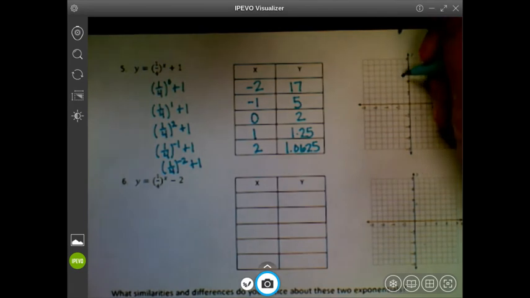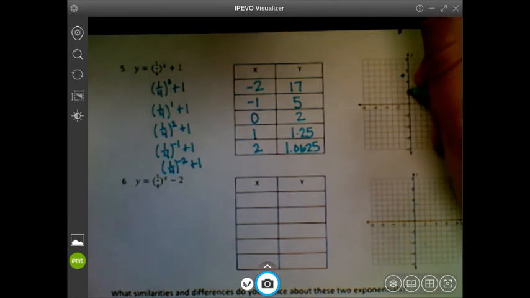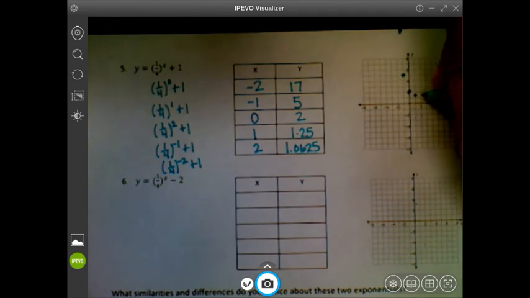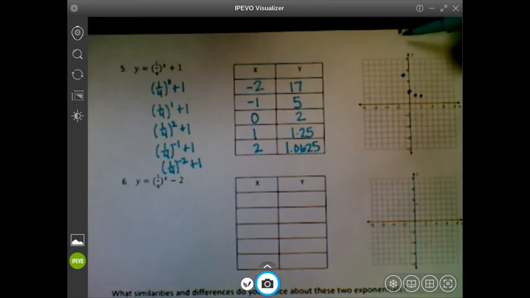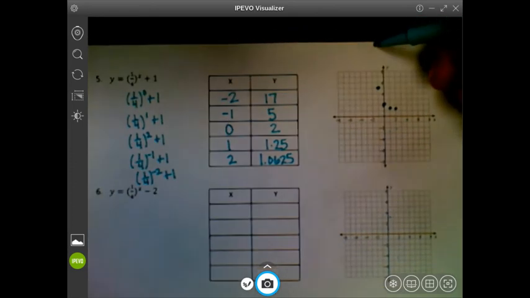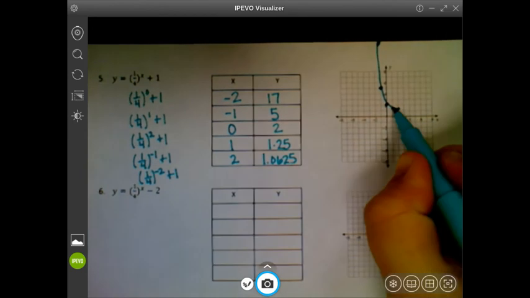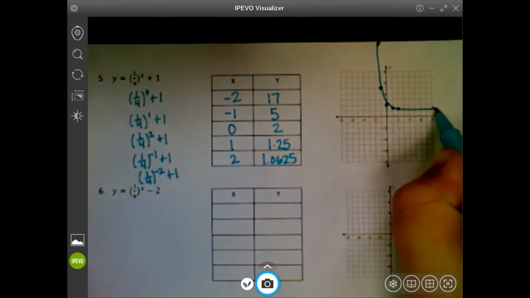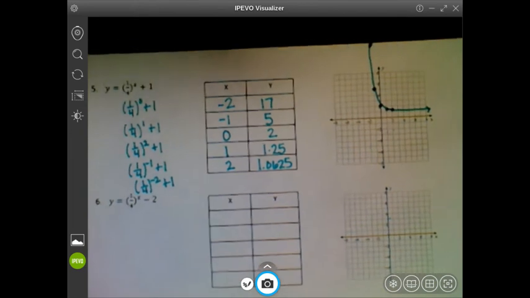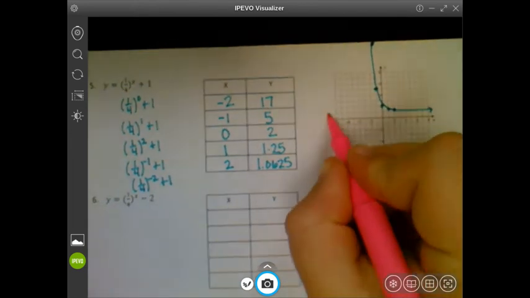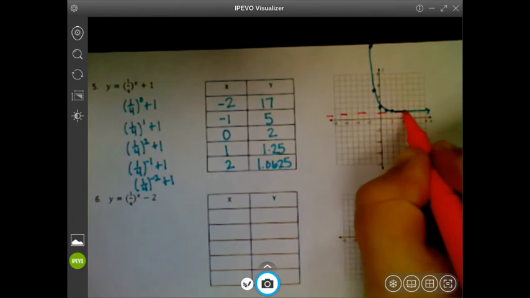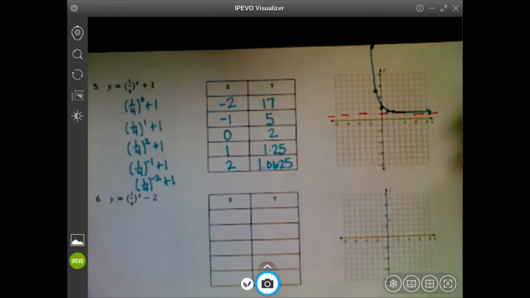-1, 5, 0, 2, 1, 1.25, and then 2, and that's still bigger than 1. So your graph is going to come down. It's going to hit all these points, and it's going to curve. And the difference here is as it curves, it doesn't curve down towards 0. Instead, it curves towards the line where y is equal to 1. So your horizontal asymptote has now moved. It is now at y equals 1.